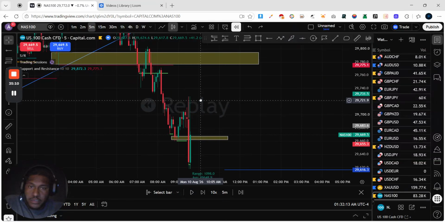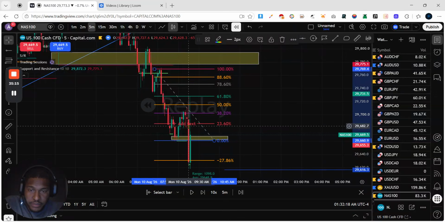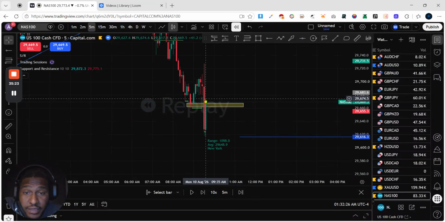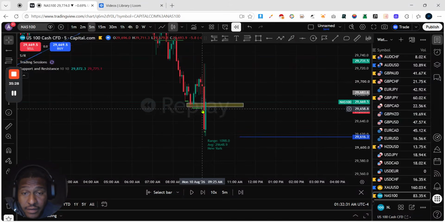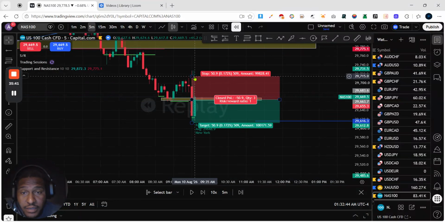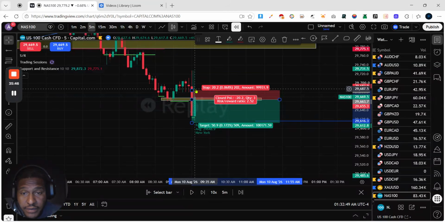All right. So what I did, draw my fib. We hit the golden zone. As soon as I saw price doing that and we would have got down here, I would have entered right here. And then I would probably put my stop loss right here.